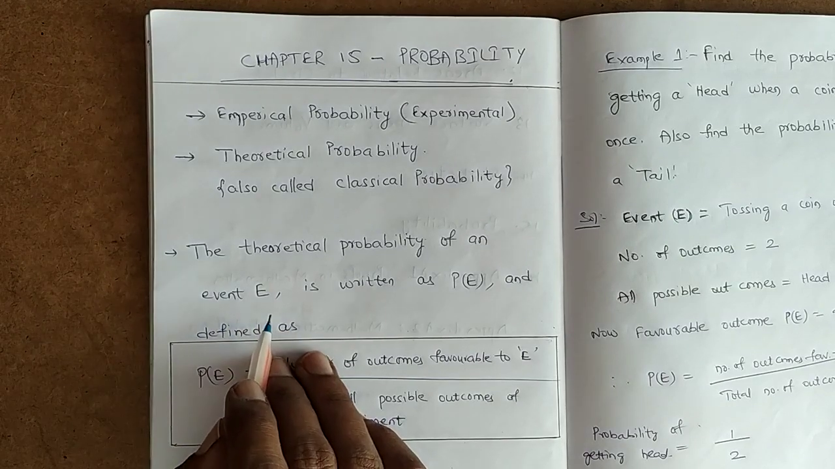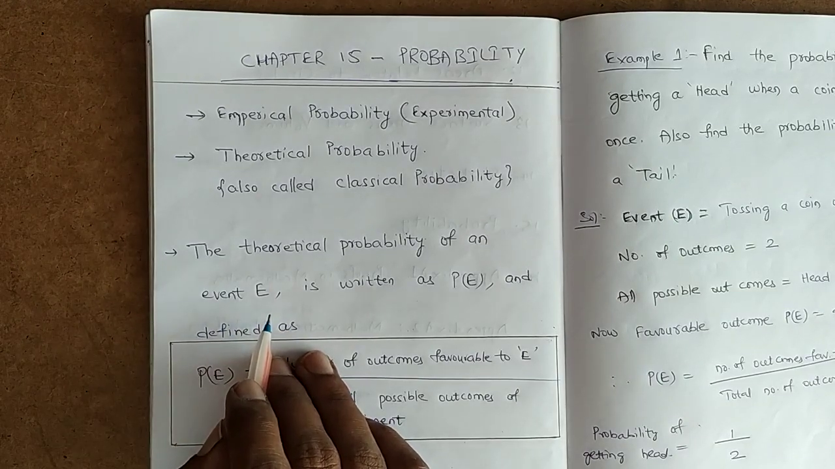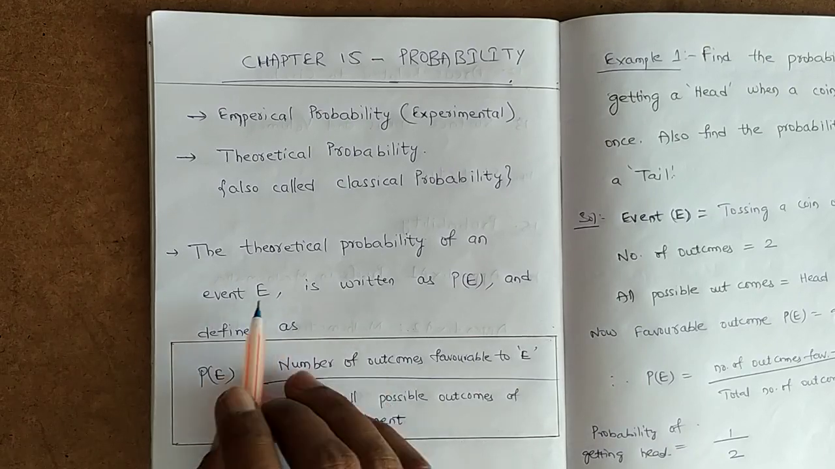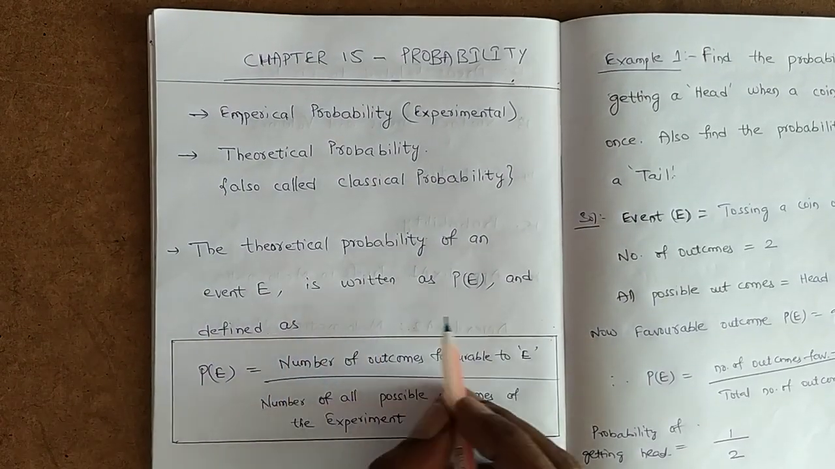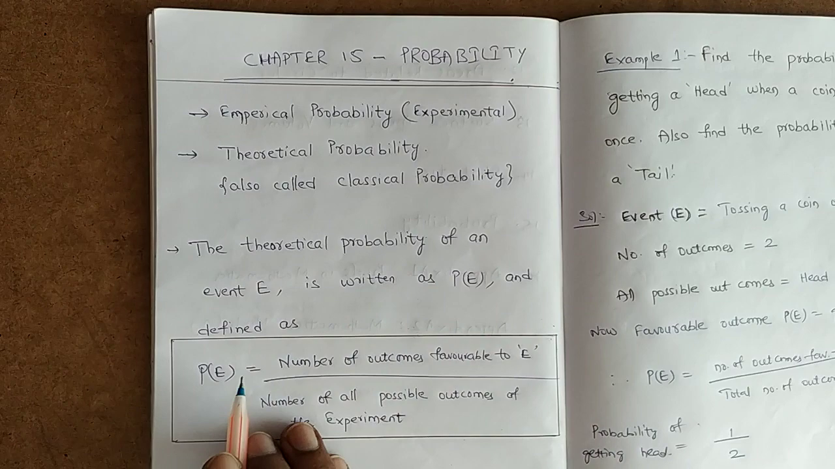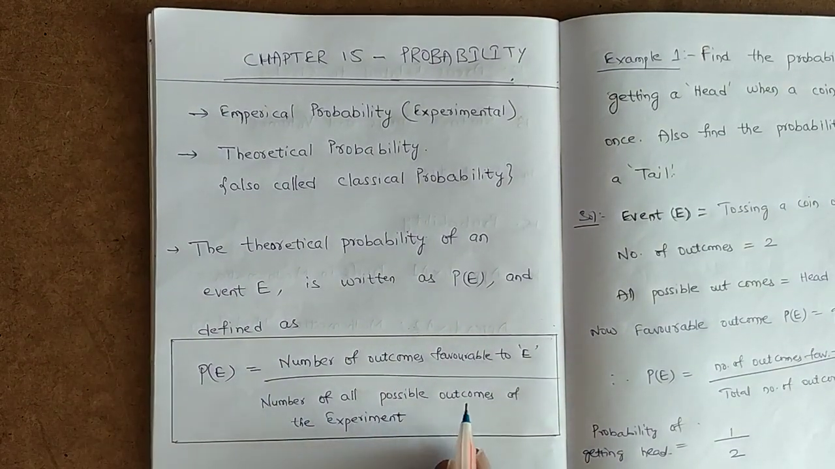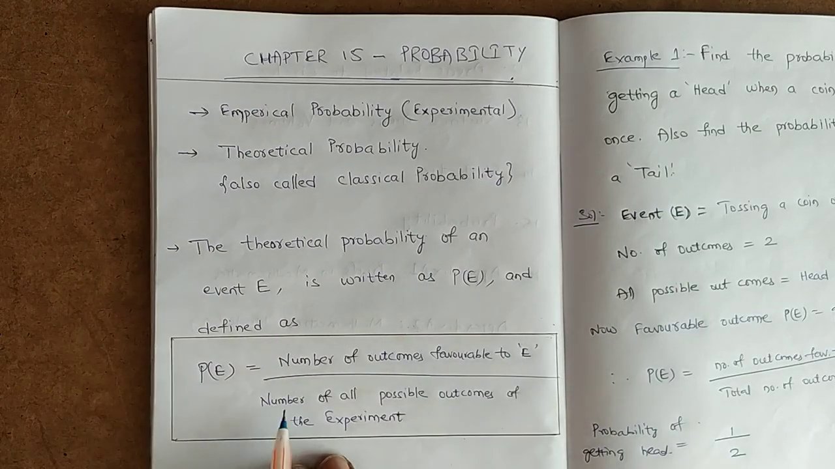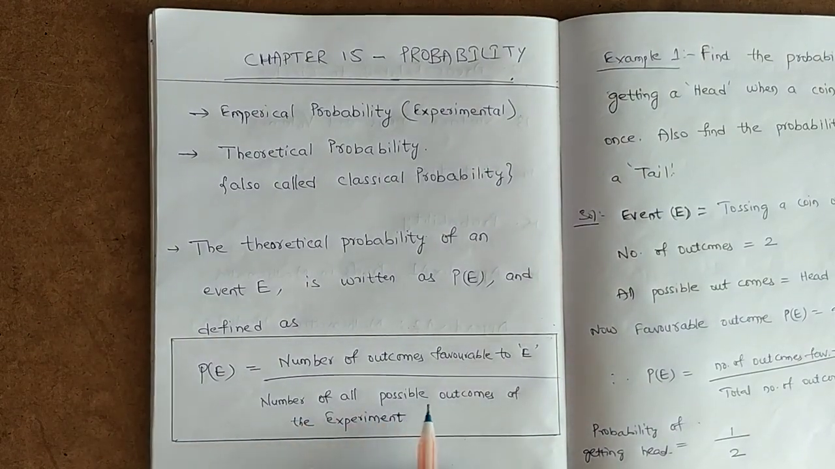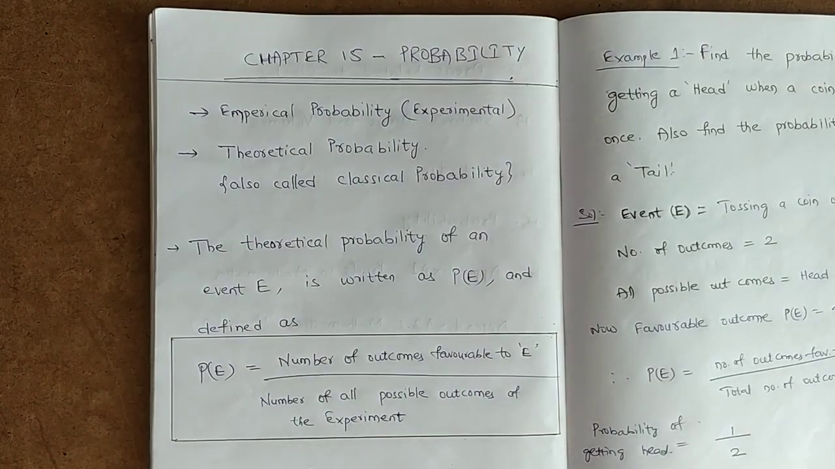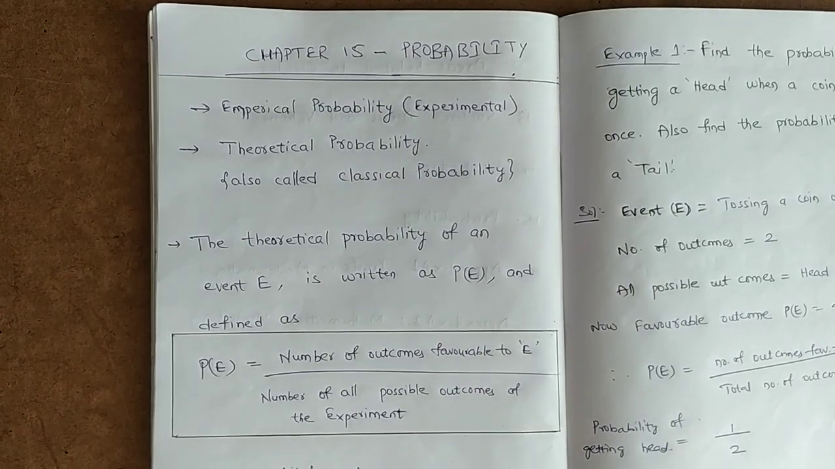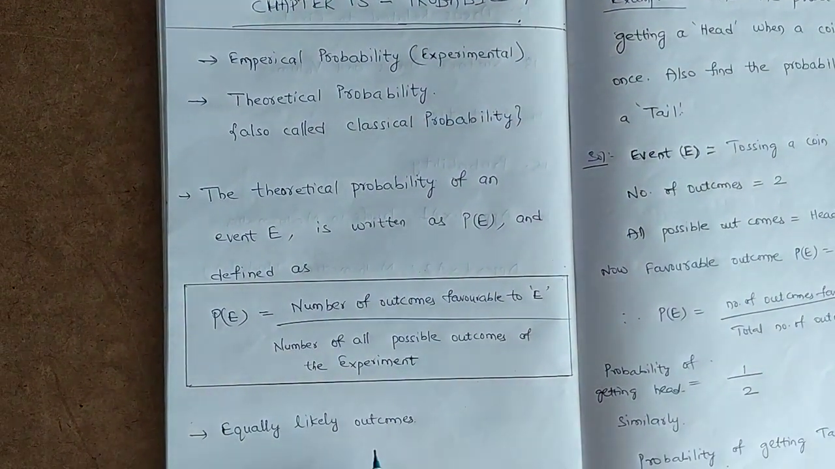So probability is nothing but the chance of happening of an event. So the theoretical probability of an event E, which is written as P of E, is defined as the number of outcomes favorable to event E divided by the total number of possible outcomes of the experiment. Here we suppose all the outcomes are equally likely. Equally likely means which are having equal chances of occurring. Do you understand?